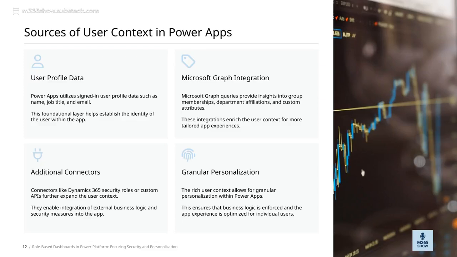Finally, Power Apps also uses signed-in user profile data, such as name, job title, and email, to establish the user's identity within the app. This foundational information is crucial because it forms the baseline upon which all other personalization and security measures are built. Altogether, these sources create a comprehensive picture of the user, empowering us to deliver secure, personalized, and efficient experiences within Power Apps.